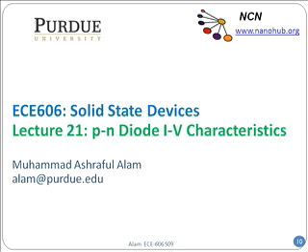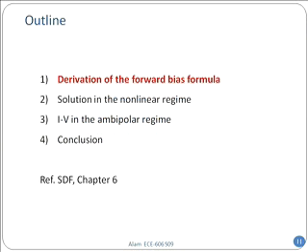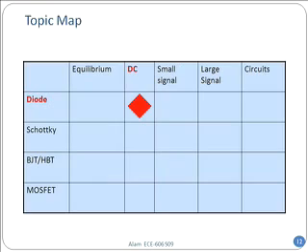So let's get started. First, I'd like to derive the forward bias formula. Then we'll talk about the nonlinear regime, and then ambipolar regime, and finally conclude. Now, these terms may not mean much to you right now, but hopefully by the end of the lecture, you will see what they mean. So we'll be talking about DC characteristics of a diode today.